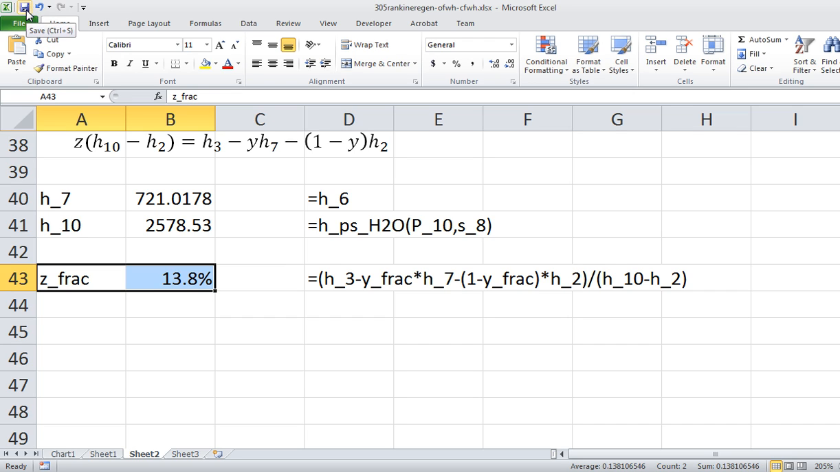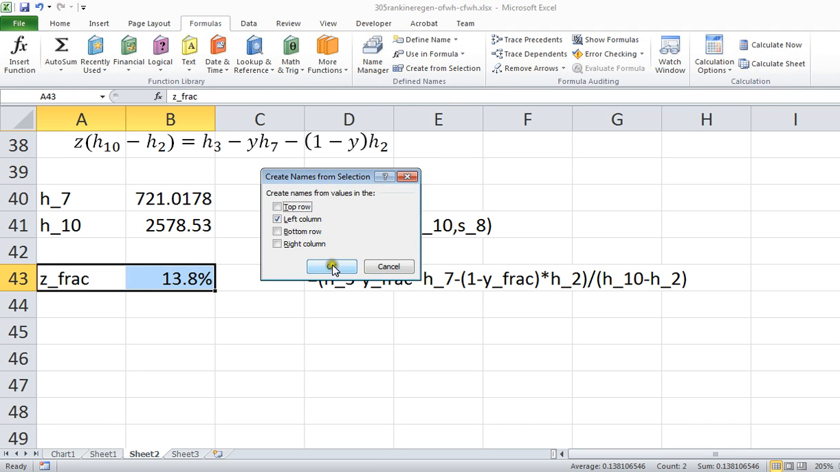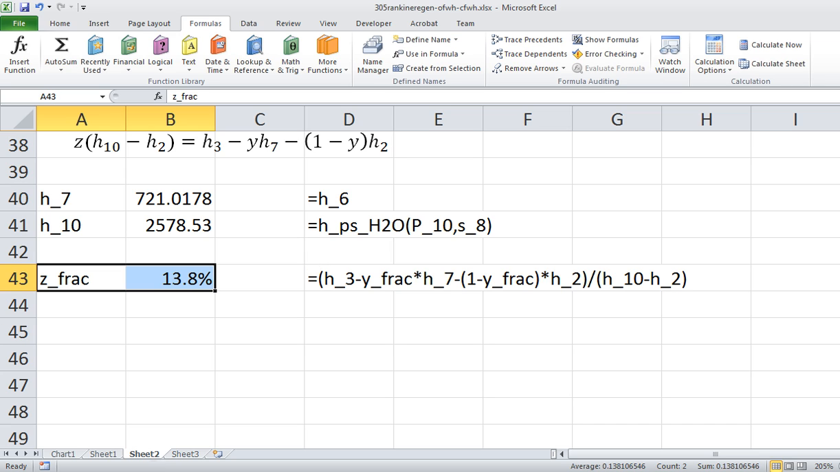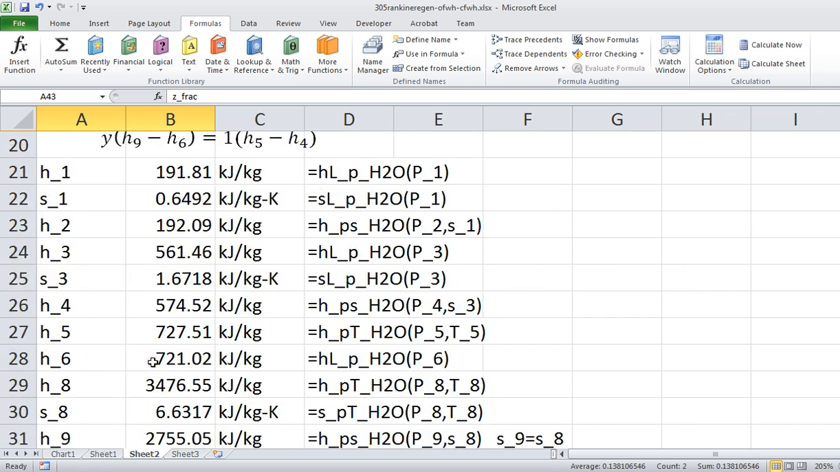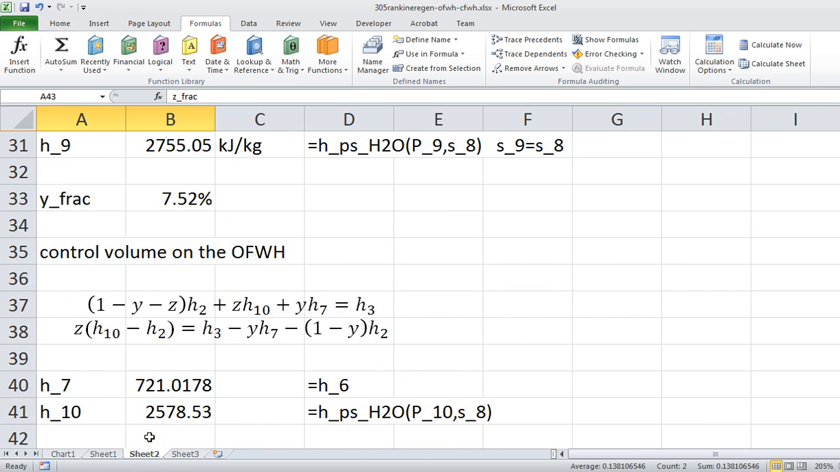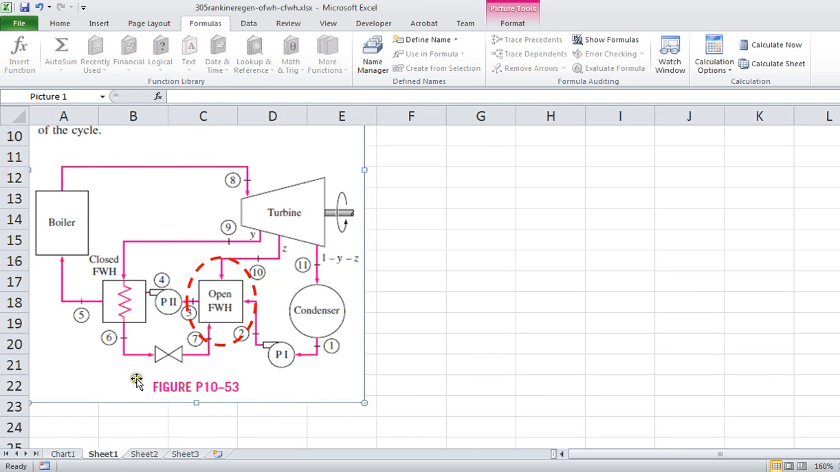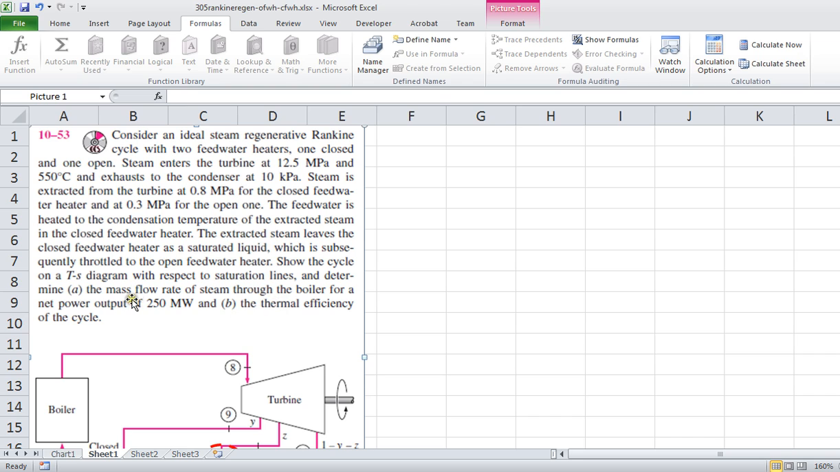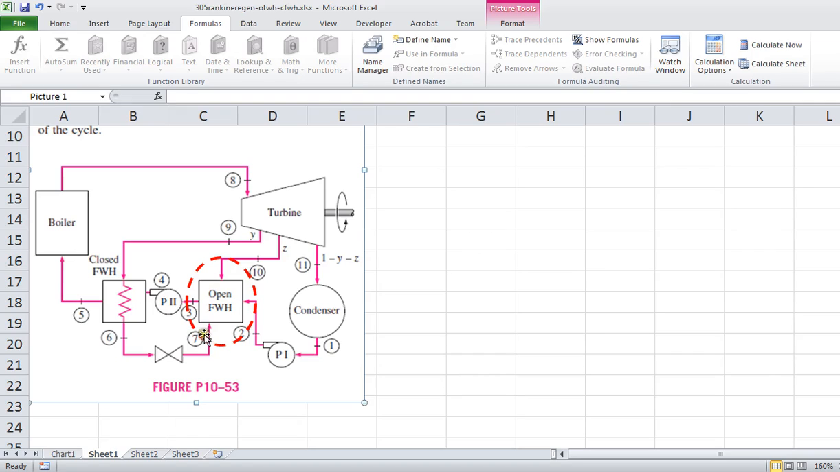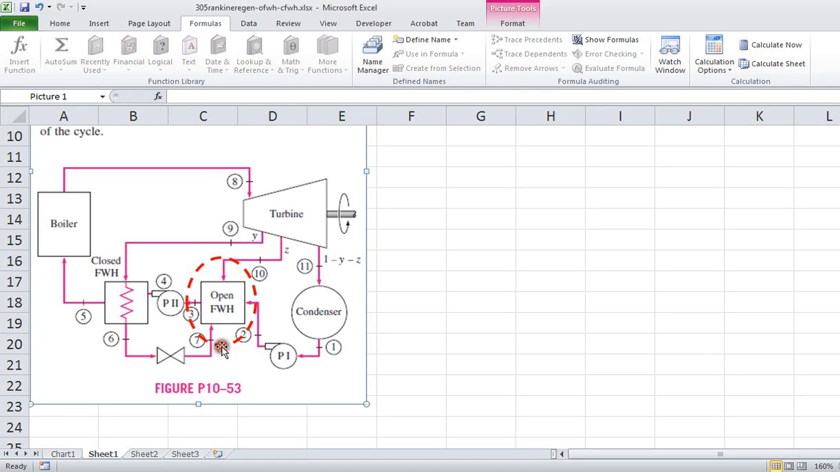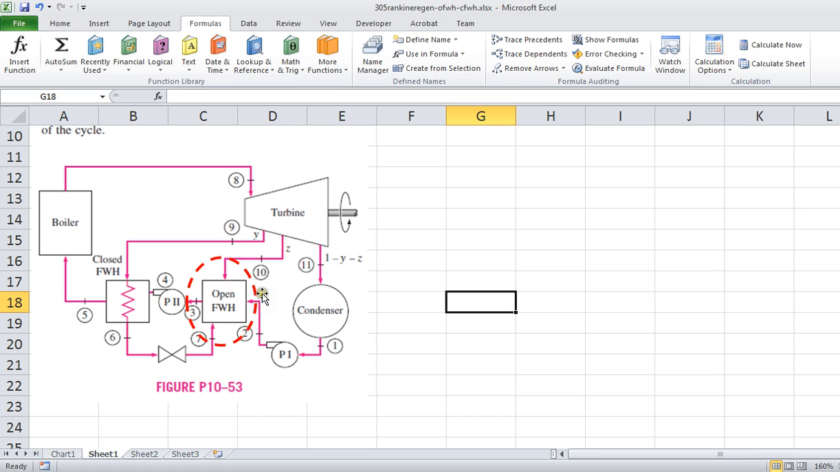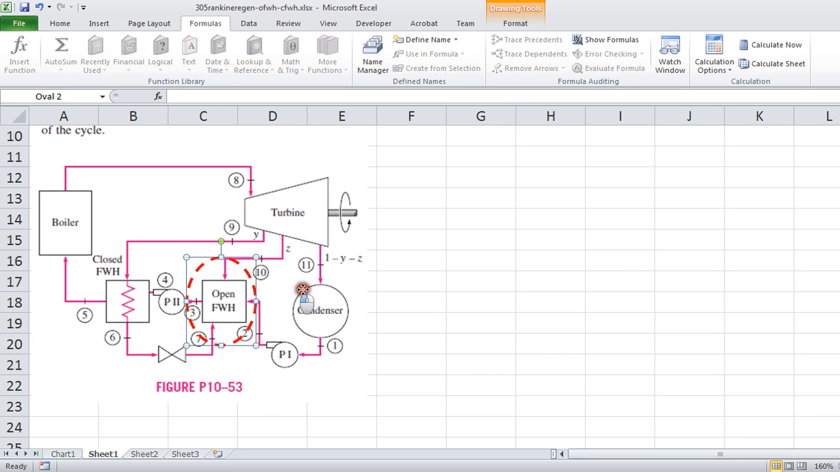Unfortunately, the problem statement didn't want to know anything about the fraction Z or anything else. It wanted to know something about the flow rate required to achieve, let's see if I can find the problem statement, the flow rate through the boiler for net power output of 250 megawatts. So to answer that question, what we need to do is, I'm giving up. I'm trying to get rid of that oval there. There we go.